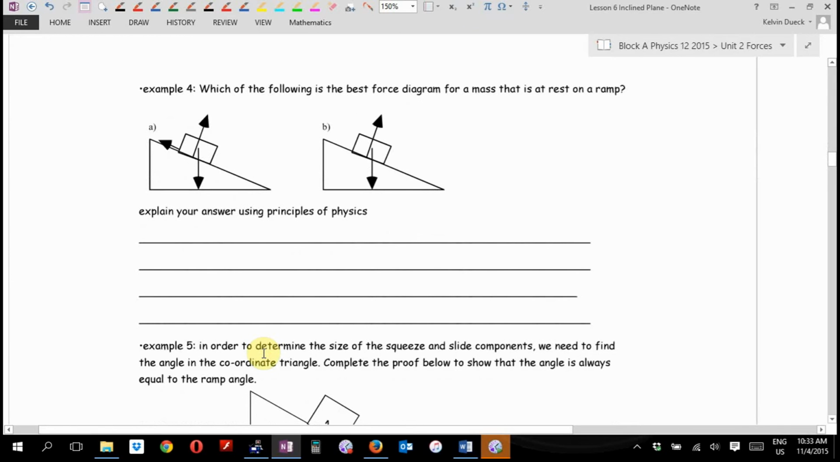Which of the following is the best force diagram for a mass that is at rest on the ramp? You know what? I would underline the words "at rest" because that's the key to this question.